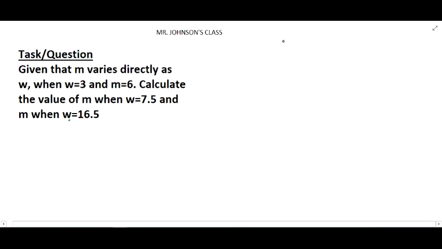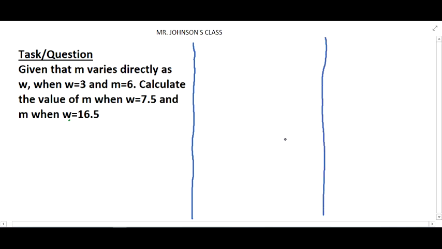We have some questions here on direct variation. Now when you see questions on direct variation, don't be frightened. They are much more simple than you imagine. So let's go ahead and solve this. The question says, given that m varies directly as w, when w is 3 and m is 6, calculate the value of m when w is 7.5 and when w is 16.5. Don't be confused. This is just simple. I'm going to take you step by step on how to solve such questions.